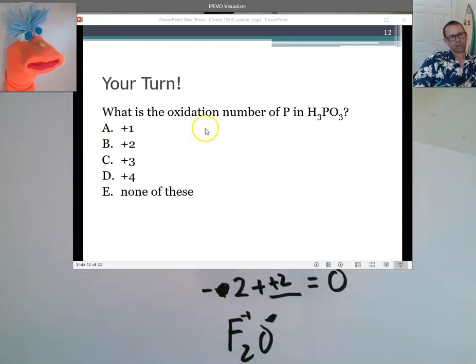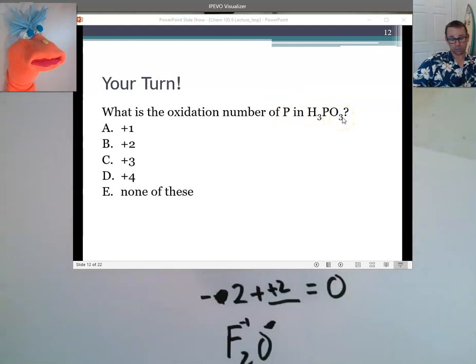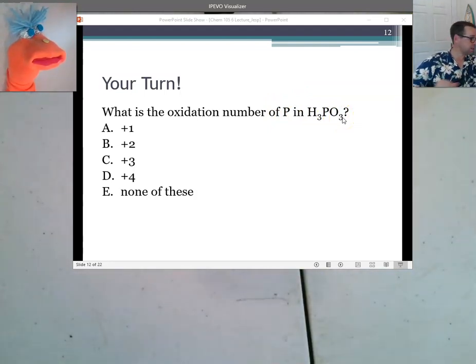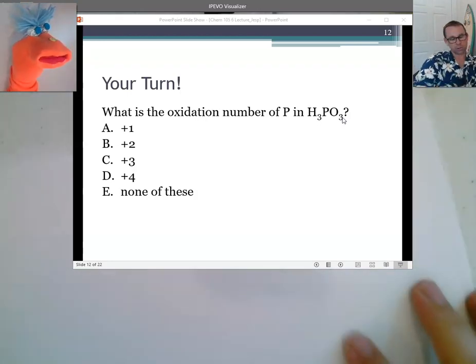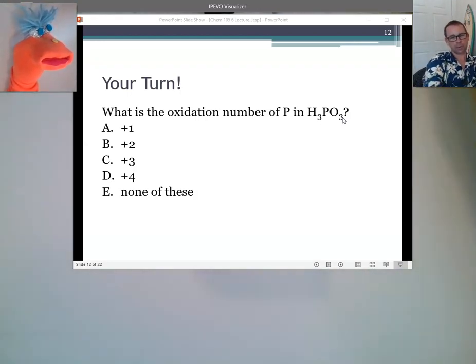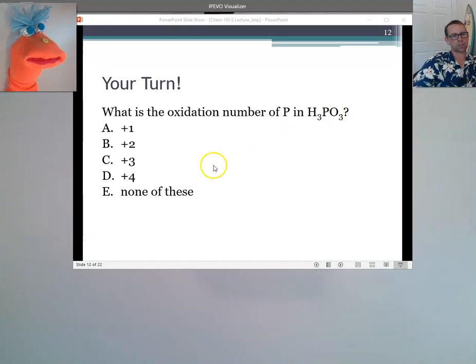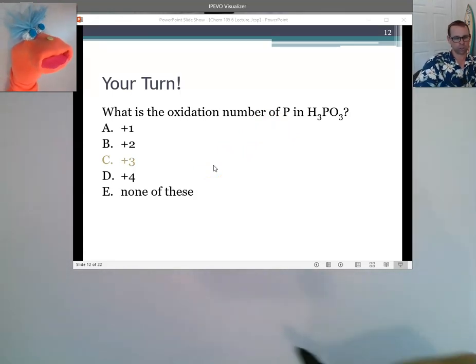Okay. Oxidation number of phosphorus in H3PO3. All right, I think this is a good one for you folks to try at home. Why don't you take a second, try to get the answer. Push pause. Okay, I'm going to show you the answer. Hope you're ready. Okay, the answer is +3. That's the phosphorus? Yeah, +3. Should we do that one together? Yeah, show us how you got that.